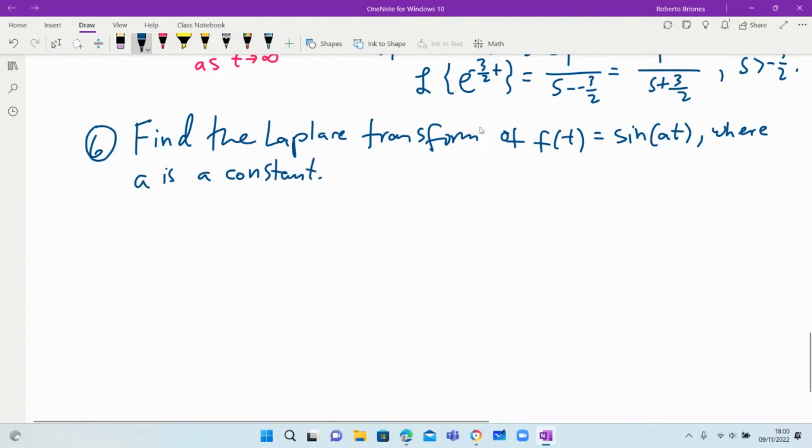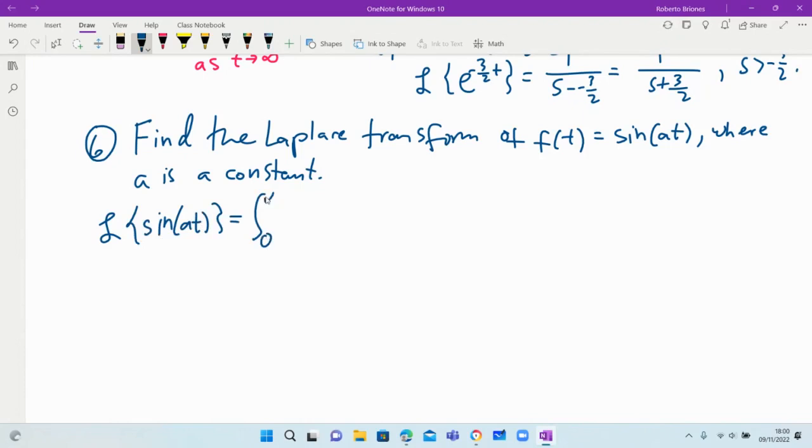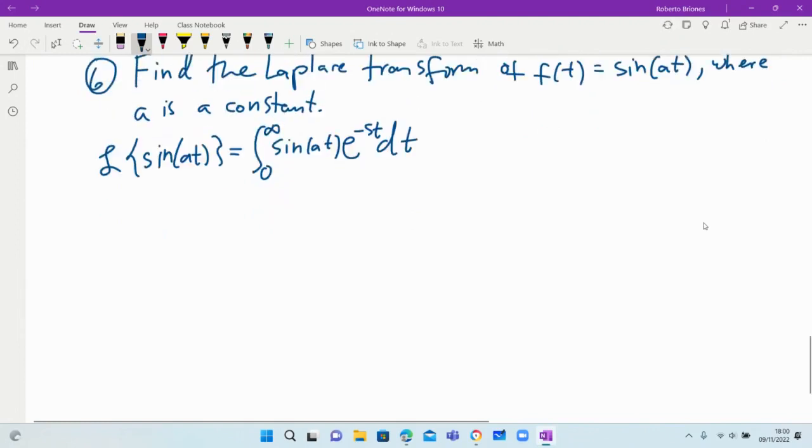Okay, so just like before, we apply the definition of the Laplace transform. So L of sine of at is equal to the integral from 0 to infinity of sine at times e to the negative st dt. And before we can actually evaluate the definite integral, what we want to do is to first find out what exactly is the indefinite integral of sine of at times e to the negative st.